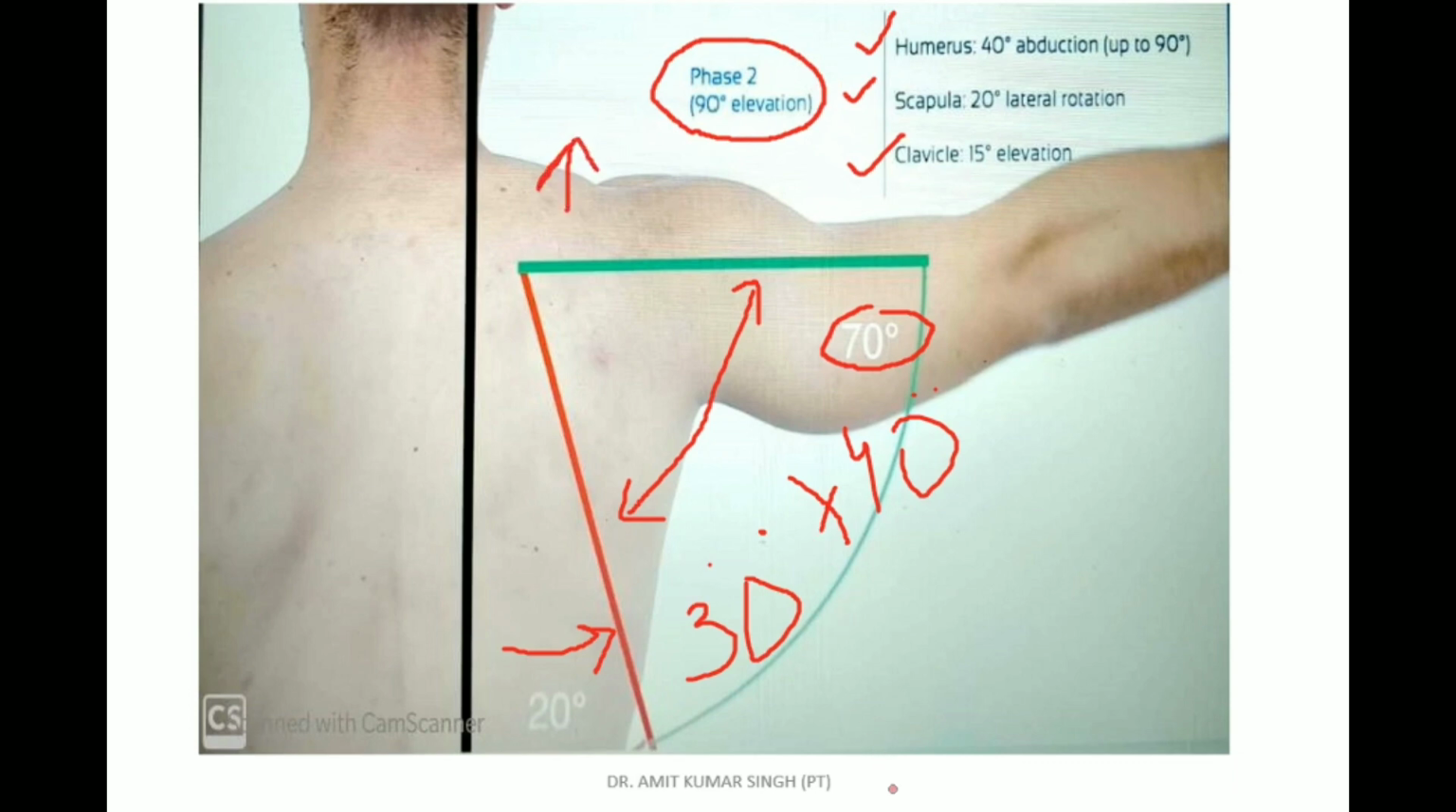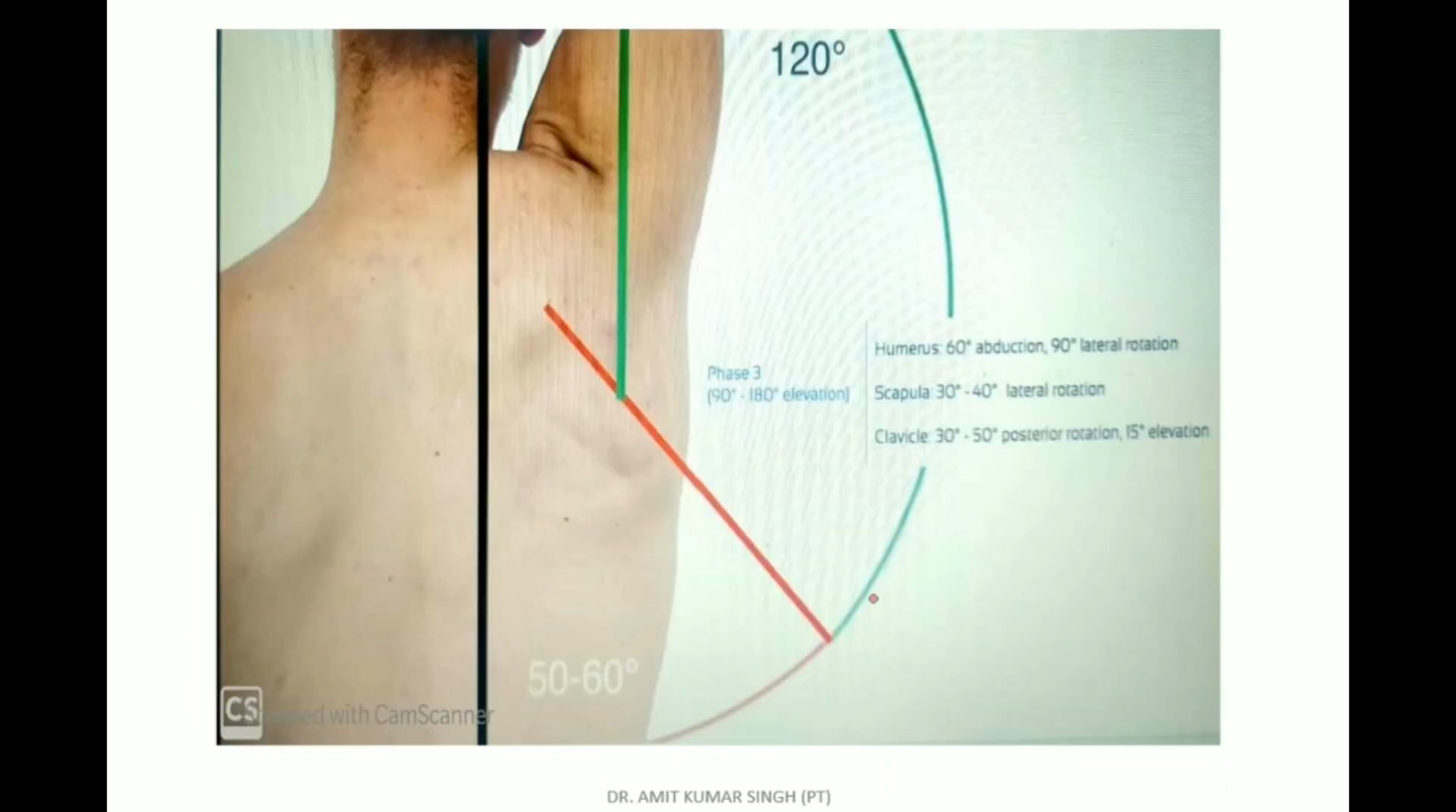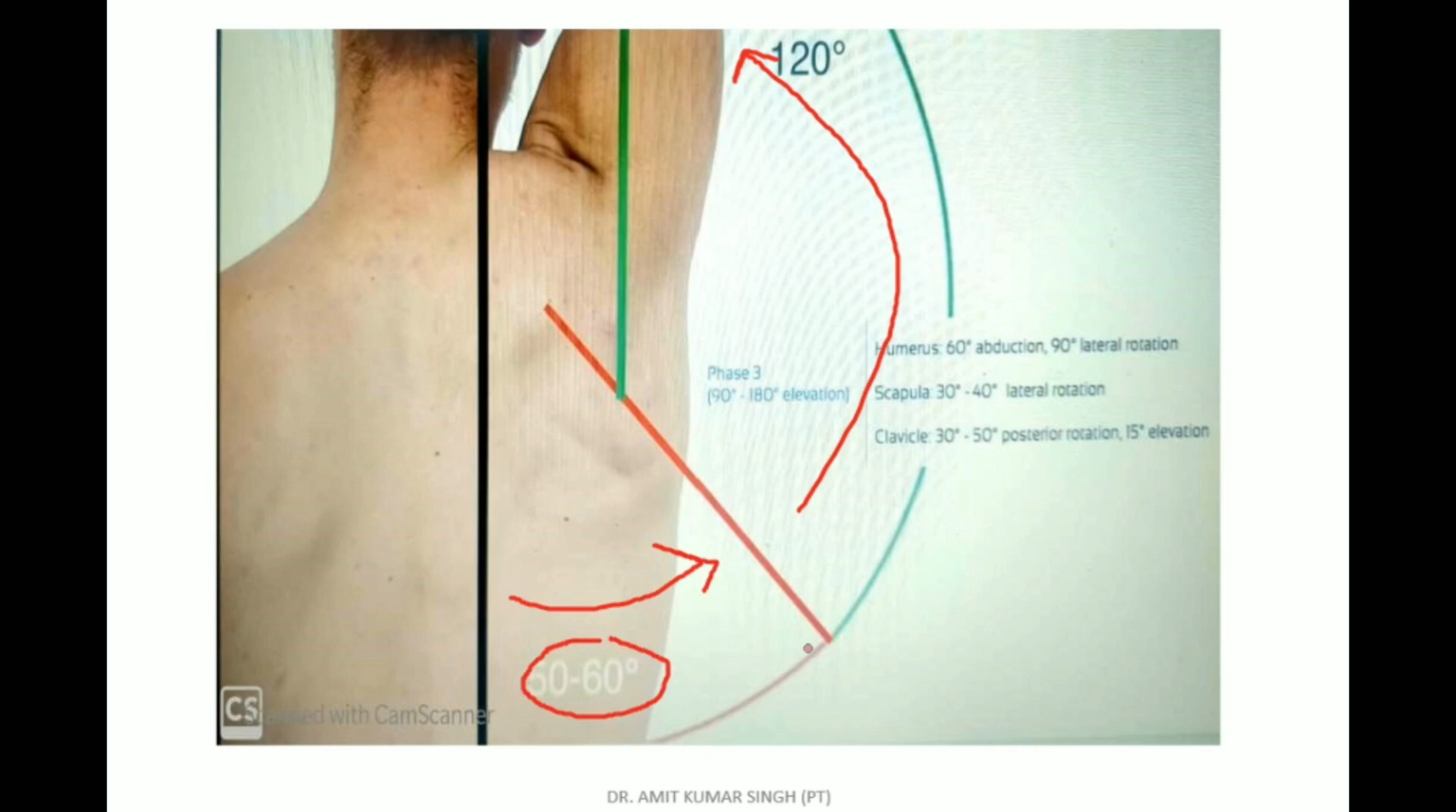Now let us go to phase 3. In phase 3 we can see the humerus, the GH joint, has achieved 120 degrees of range of motion, and the scapulothoracic joint has achieved 50 to 60 degrees of movement. This is the final range of motion, the end range where we achieve our whole 180 degrees of movement. Of that 180, 120 is contributed by the glenohumeral joint, and 50 to 60 degrees is contributed by the scapulothoracic joint.